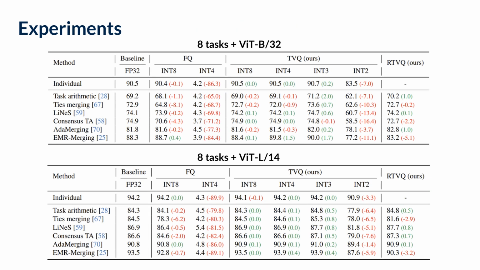In merging 8 classification tasks using ViT-B/32 and ViT-L/14 models, the results were clear. Full checkpoint quantization, FQ, completely failed at 4 bits. Our initial TVQ showed significant performance degradation at 2 bits. However, our RTVQ, despite using an even lower effective rate of 2.375 bits, delivered accuracy that was on par with, or even surpassed, the original FP32 performance.